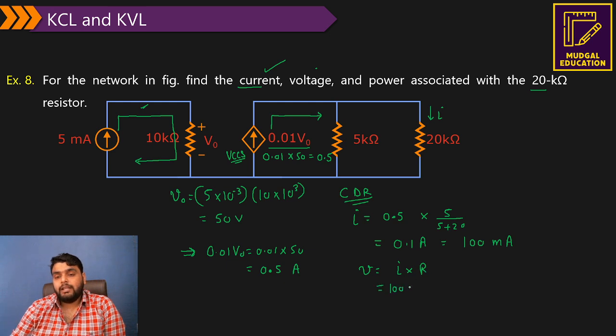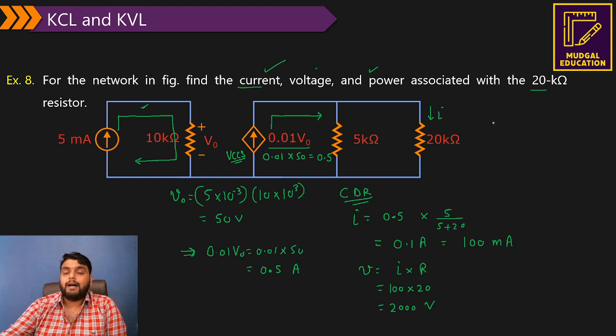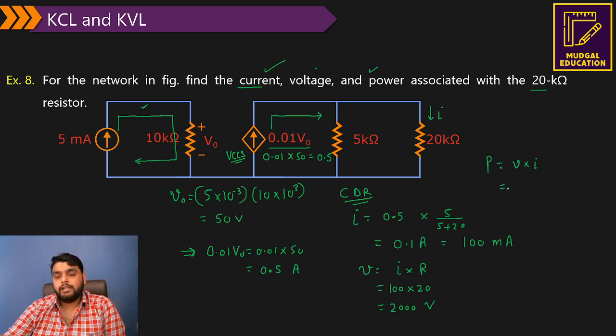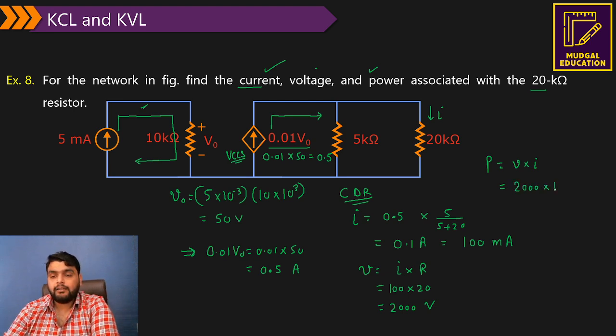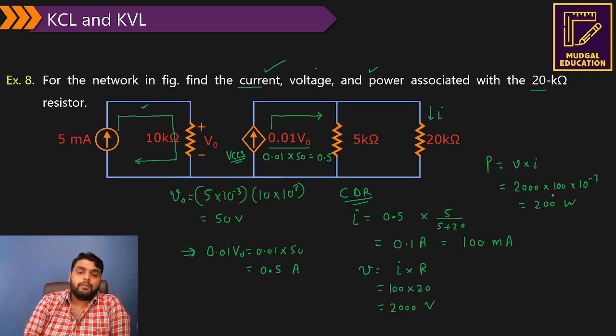Now current is in milliampere, resistor is in kilo ohm. So it comes out to be 2000 volt. The voltage is 2000 volt. Now finally they are asking the power associated with it. Power is V multiplied by I. Now the voltage, again I can say the voltage is 2000. The current is actually in a milliampere, 10 is to power minus 3. So it comes out to be 200 watt. So you have to take care of the sign very carefully.